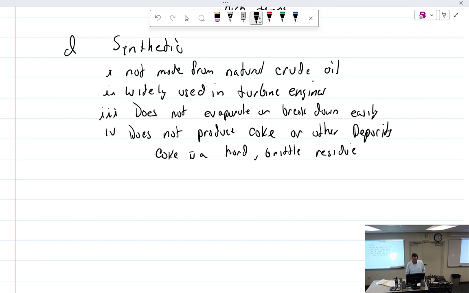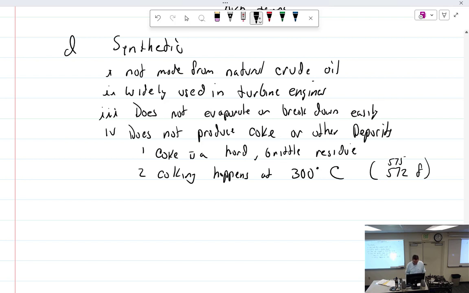Coke. Coking happens at 300 degrees C, or 575. I have 572 written this time, but I think I've said 575 before.